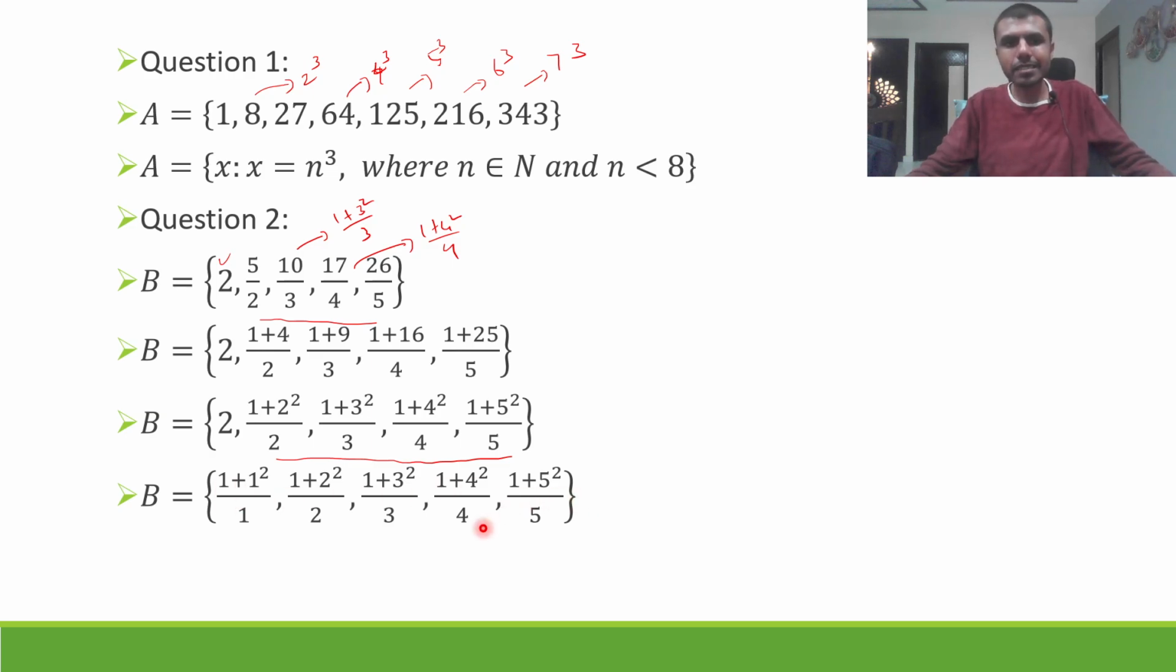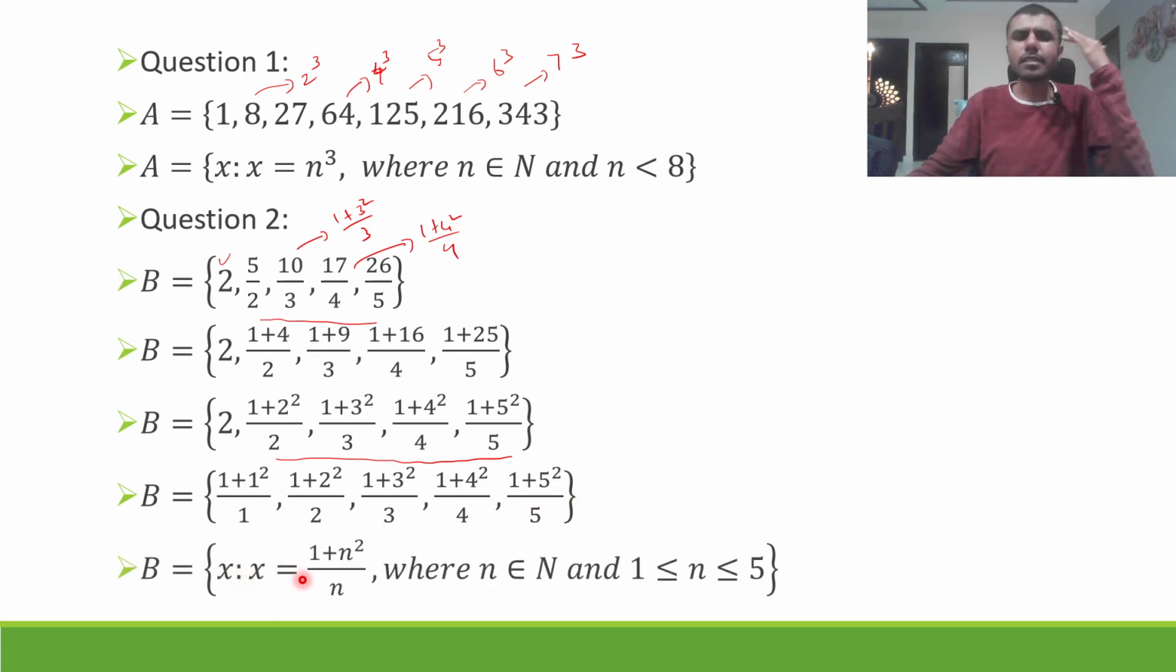So the pattern is x such that x is equal to 1 plus n square by n, where n belongs to N and 1 is less than or equal to n, less than or equal to 5. You need not even mention this. You can directly write where n is less than or equal to 5, or if you don't like less than or equal to, you can write n less than 6. It is totally fine.